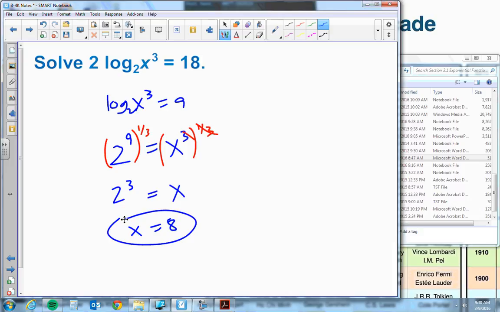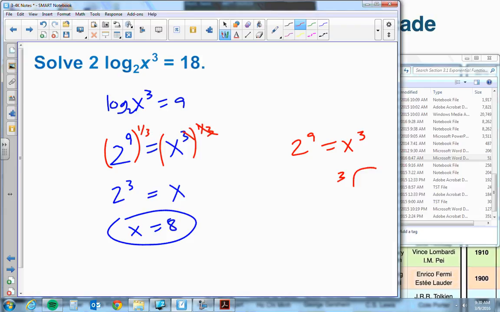Now listen, let me tell you what you could have done. You could have, as soon as you got 2 to the power of 9, said, oh, that's 512. It's true. And so here, let's do it a different way. So you have 2 to the power of 9 equals x cubed. This is the way not to do it. I'm not saying you can't, it just, to me, is harder.